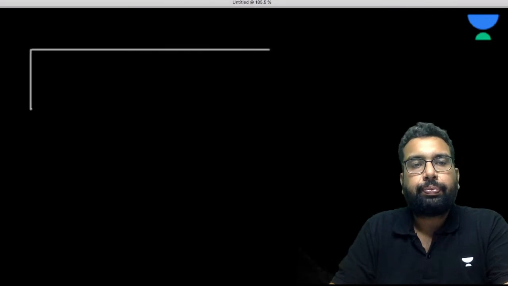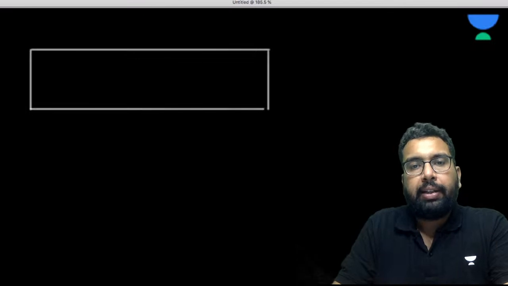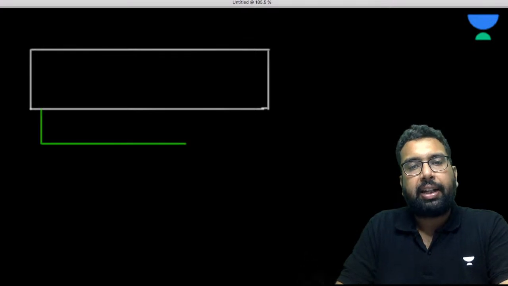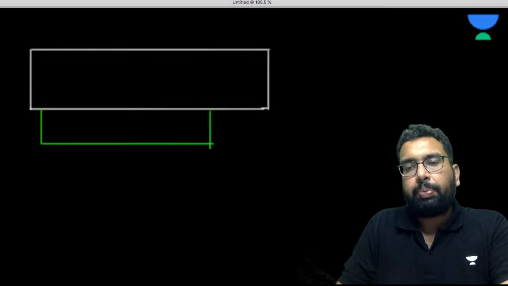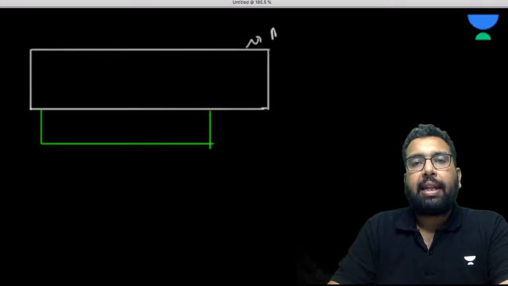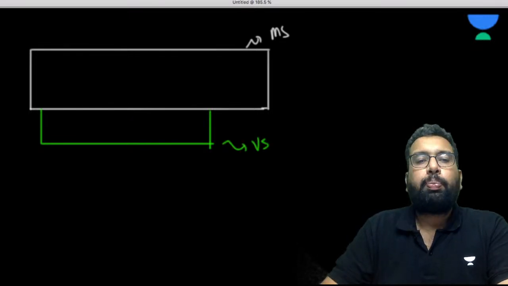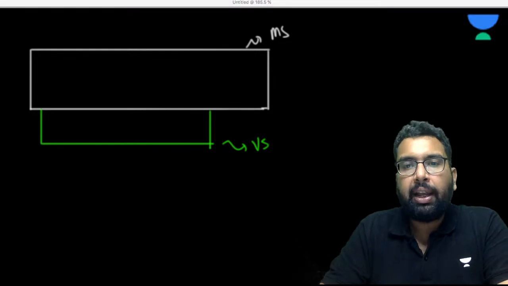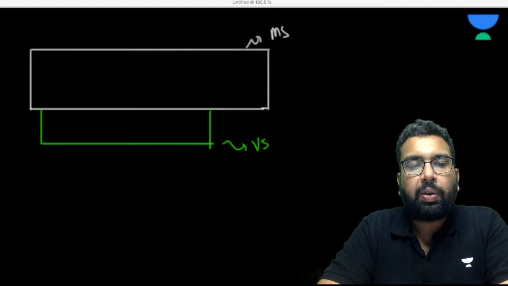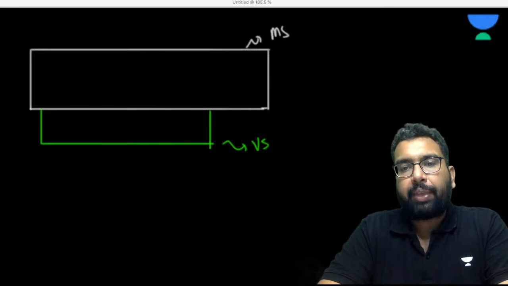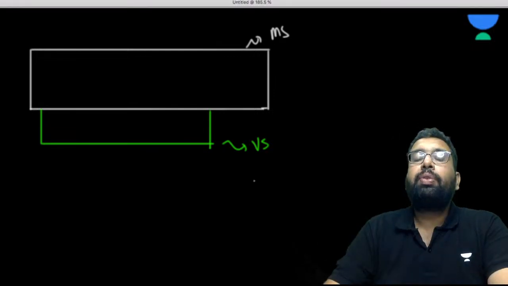So if I make the main scale here, this is your main scale, and somewhere on this main scale there is a vernier scale. Let's suppose this is the main scale and this is the vernier scale. Now please observe this thing. If you observe the divisions.